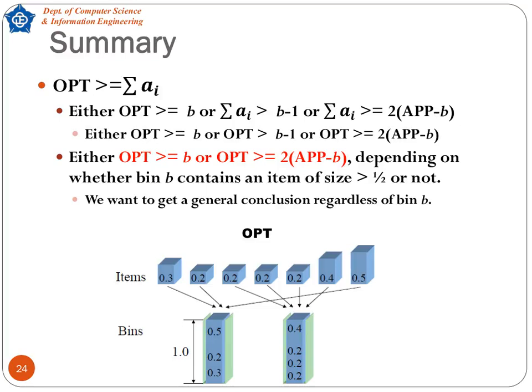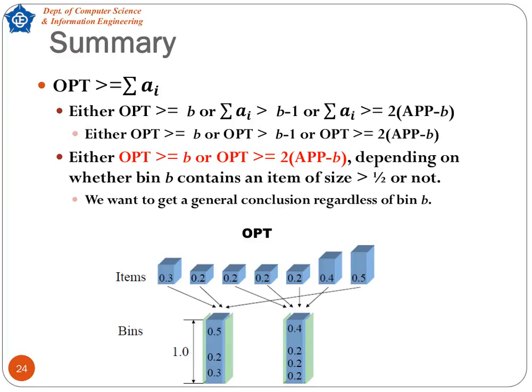Now let's delve deeper into the conditions we've uncovered. We've observed that either OPT is greater than or equal to B, or the sum of all item sizes, a sub i, is greater than or equal to 2 times APP-B.